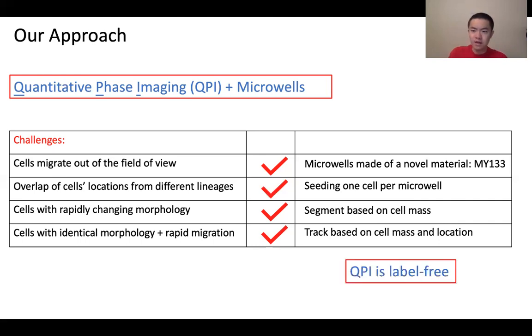The most important part of our approach is that QPI is a label-free method. What that means is it doesn't require any fluorescent dyes to label the cells. For immortal cell lines, it can be really easy to mark them with fluorescent dyes, but for primary cells, it's going to be hard to label them with fluorescence or other kinds of dyes.